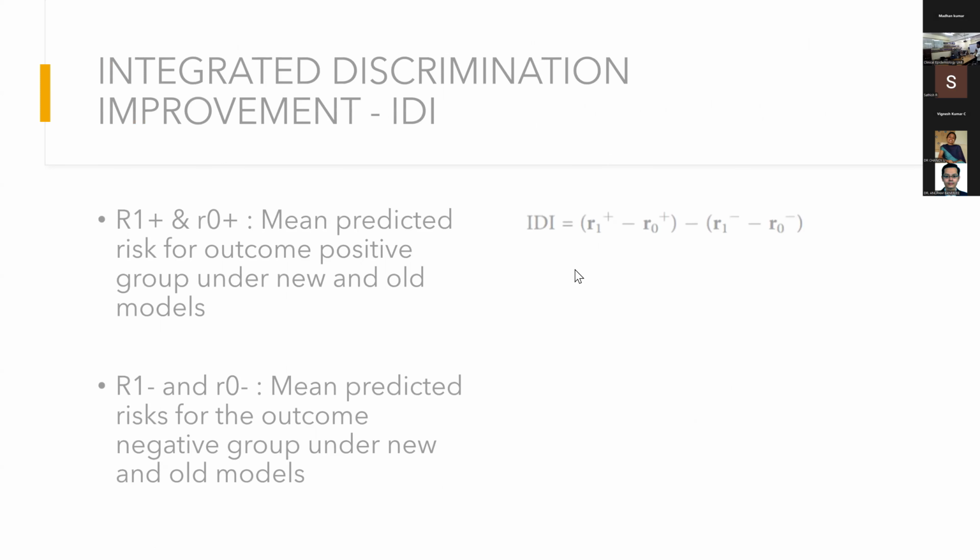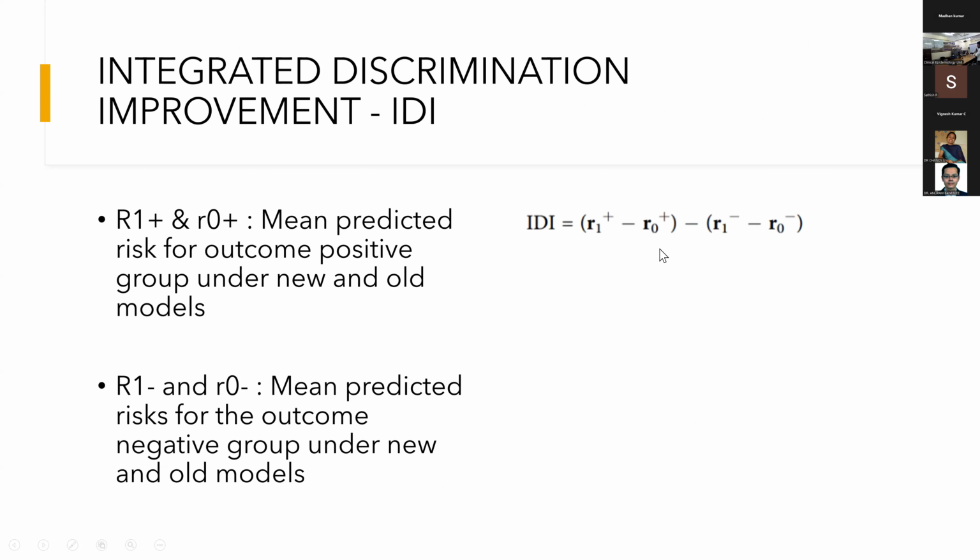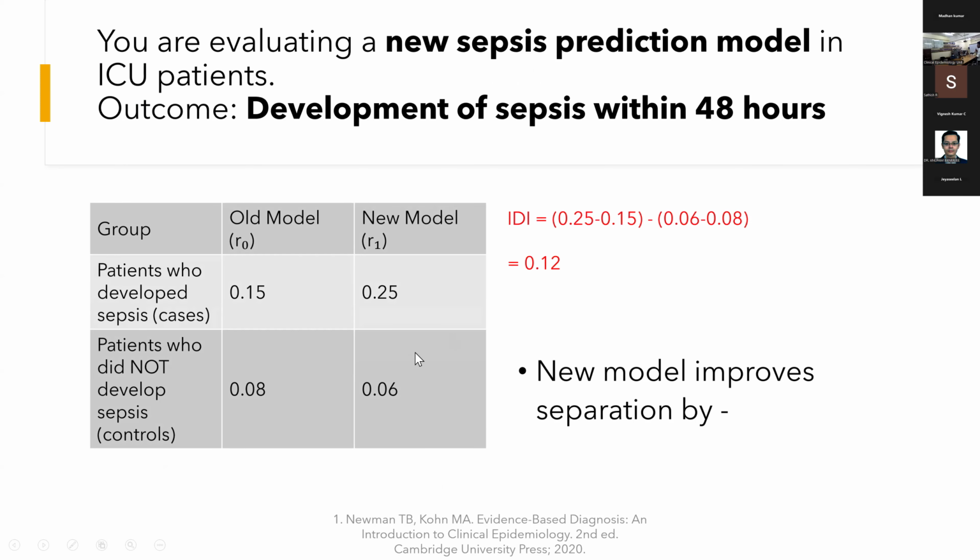For this, again, we use this formula of R1 plus minus R0 plus, which is subtracted by the R1 minus minus the R0 minus, which will be coming as 0.25 minus 0.15, which is nothing but 0.10. And this is subtracted from the negative risk, which is 0.06 subtracted from 0.08, which comes to 0.02. When we add both values, we get a value of 0.12. This again states that the new machine learning model is actually better in predicting sepsis outcomes as compared to the pre-existing model.